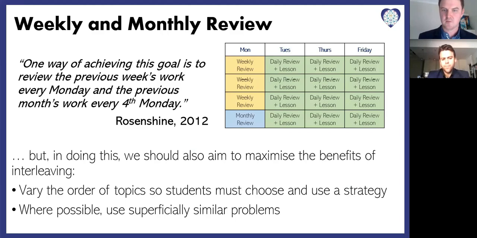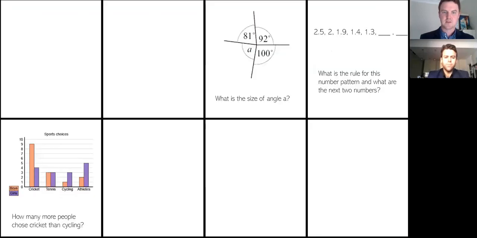So let's have a look at an example of what's been implemented in classrooms at Dawson Park. Maybe this is an example of weekly review, and last week the teacher taught finding angles around a point, completing number patterns where there's an alternating rule, subtract 0.5, add 0.1, subtract 0.5, add 0.1, and then maybe looking at interpreting these side-by-side column graphs.